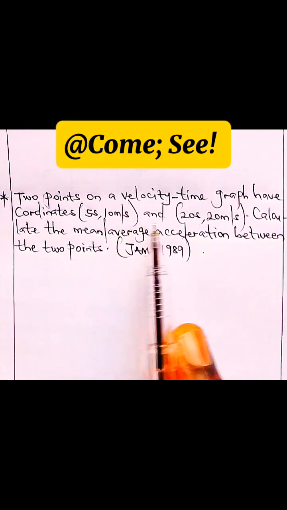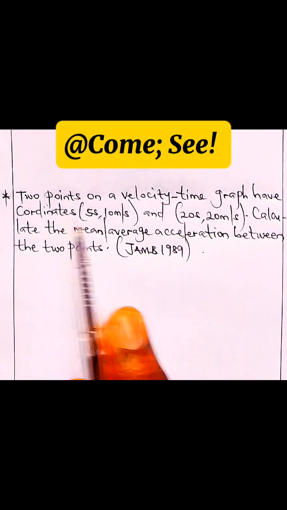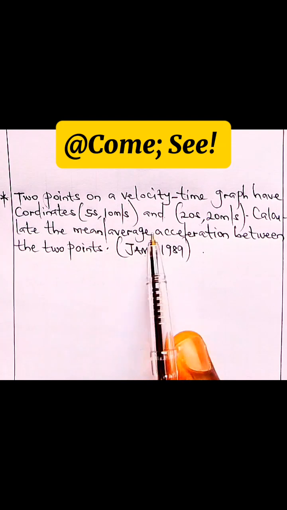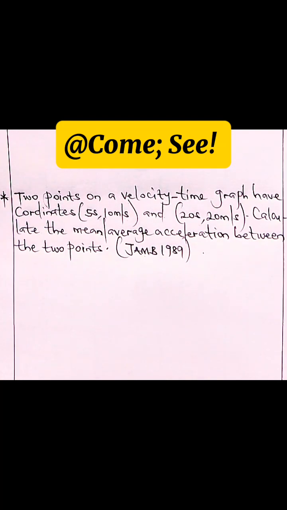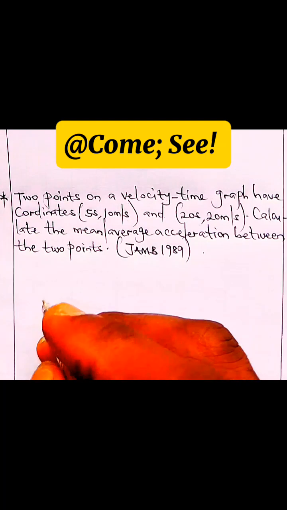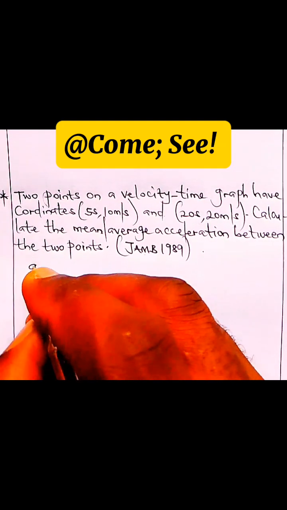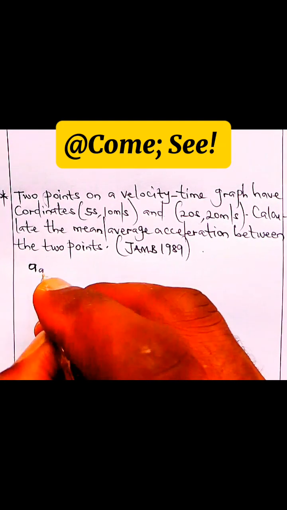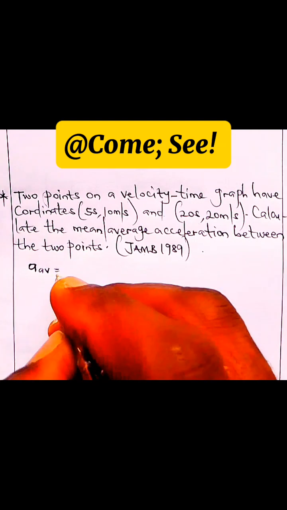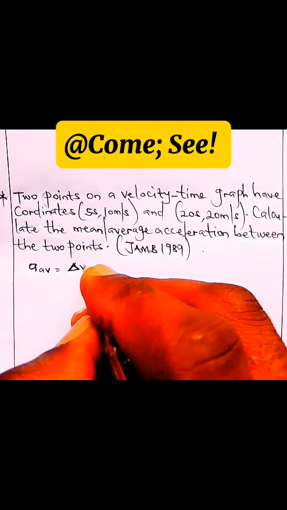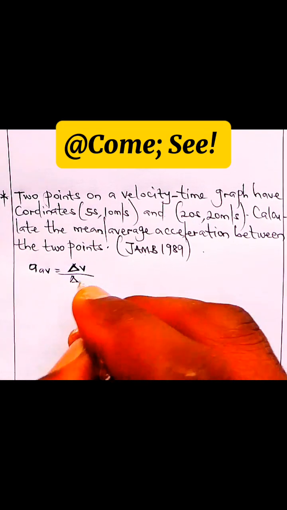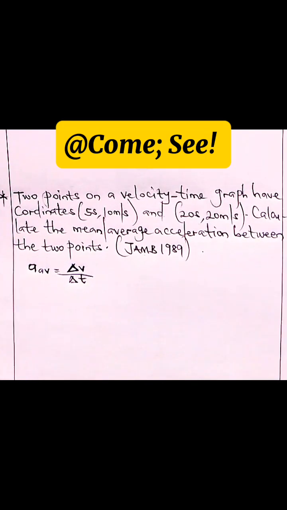So look at this. 2 points on the velocity-time graph have these coordinates. What is the mean or average acceleration? Now, this formula was given in the previous exposition. Average acceleration, don't forget that acceleration is a vector quantity. So average acceleration is always change in velocity over change in time taken. So what's that going to be?